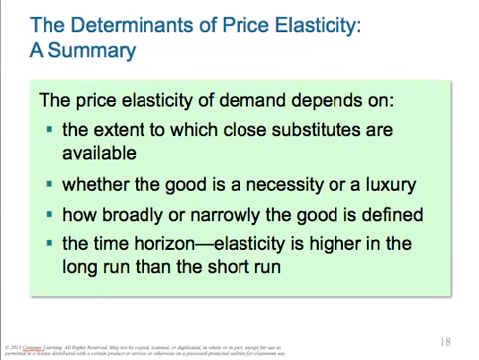So, the determinants of price elasticity, a summary. Again, this is just overall price elasticity. Price elasticity of demand depends on the extent to which close substitutes are available. Are there alternatives? If there are alternatives, price elasticity is going to be higher. There's going to be more movement in quantity demanded when a price changes. Whether the good is a necessity or luxury: necessity is pretty much going to stay the same. Quantity demanded for luxury can vary widely given the price change.